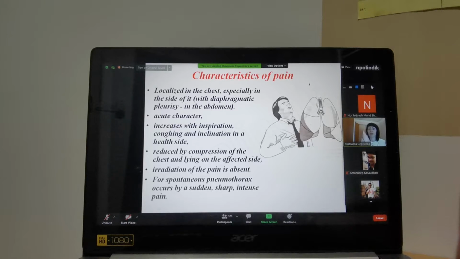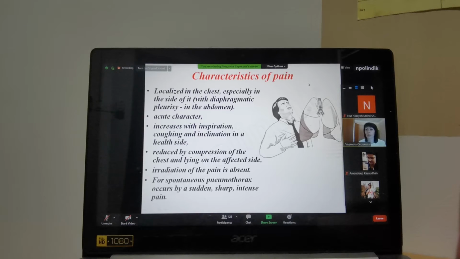And what you should understand is that the greater the amplitude of movements, the more pain. Patients restrict movement to decrease pain. So during inflammation, on the healthy side the patient can feel more pain, but when lying on the affected side, the pain will be relieved, decreased.